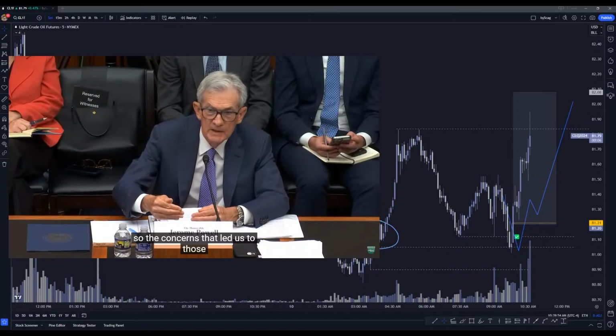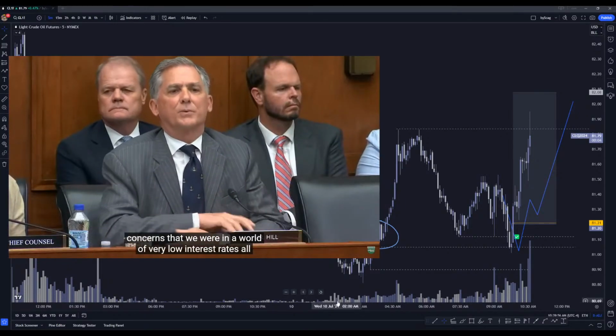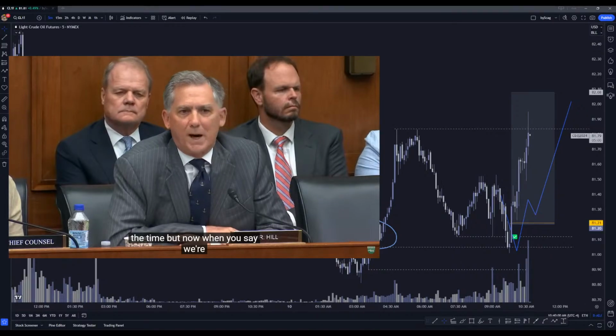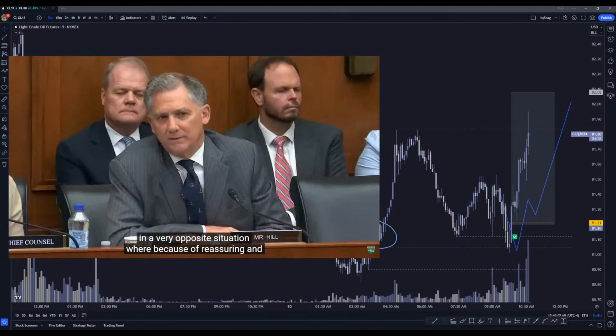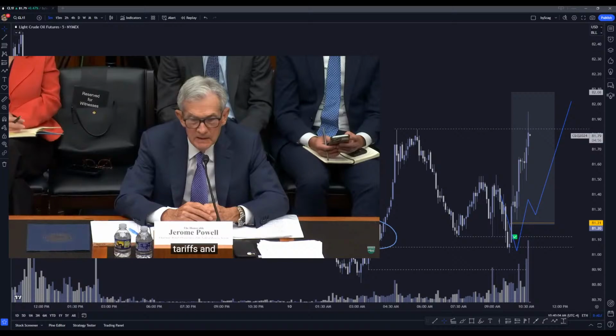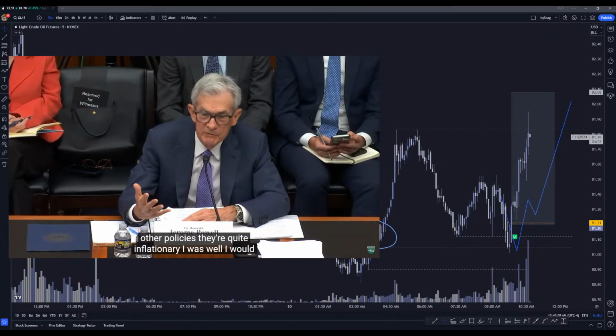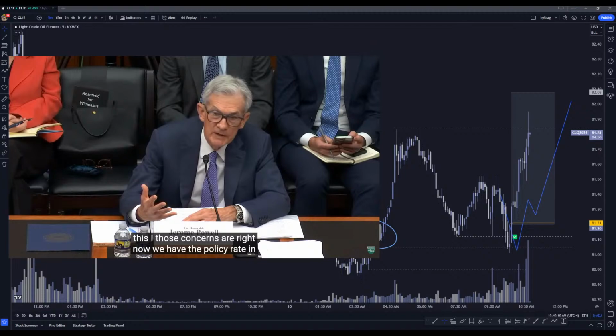But now wouldn't you say we're in a very opposite situation where because of reshoring and tariffs and other policies that are quite inflationary? I would say this. Those concerns are, right now we have the policy rate in the mid-5s, right?